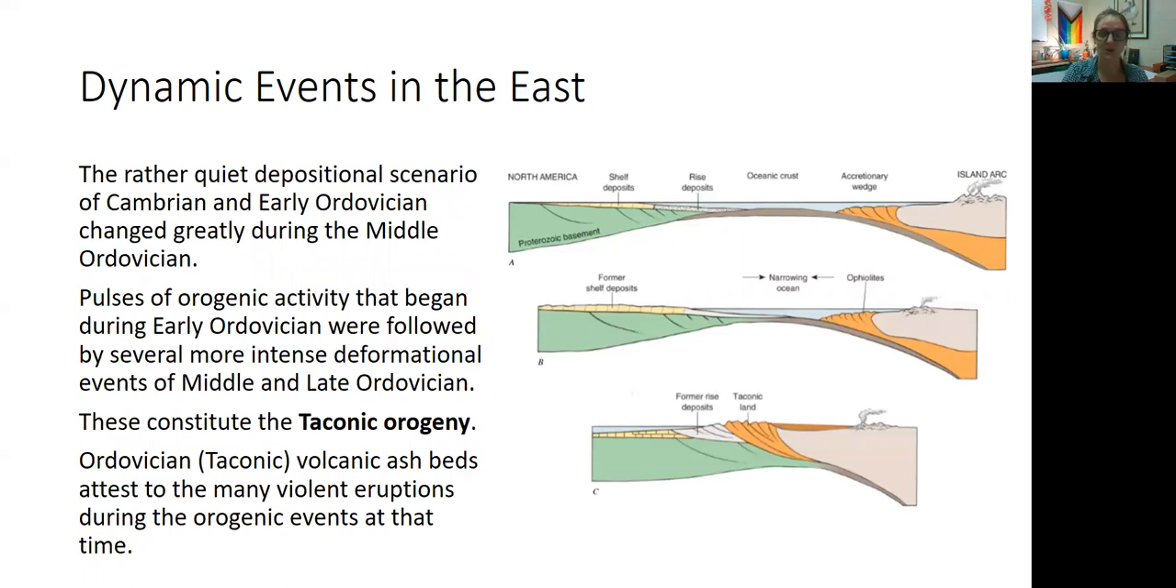So just like on the West Coast, it went from a passive margin to an active margin, the same thing happened here. And there were pulses of orogeny, or pulses of mountain building events. The very first one to happen is called the Taconic orogeny. And this is when a small island arc collided with Laurentia, collided with the east coast of what we now call North America, starting the creation of the Appalachian Mountains. It didn't create the entirety of the Appalachian Mountains, but it started that process.